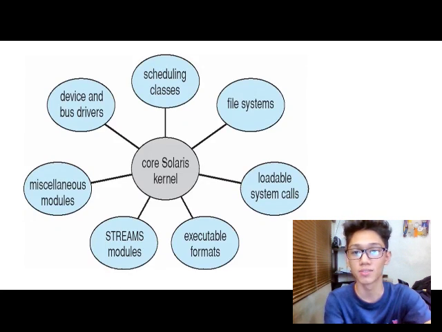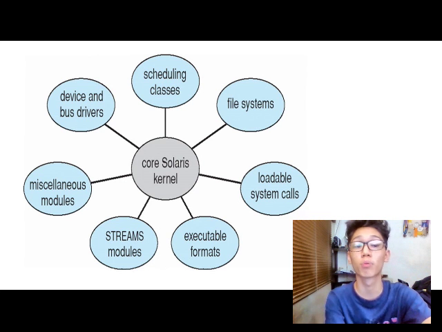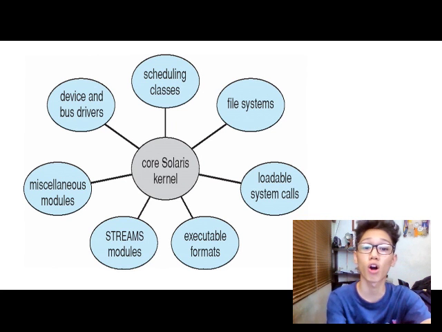Let's move on. As you can see, the core Solaris kernel is located at the center of the diagram. The kernel here is the core of the operating system, whose primary functions are to manage the hardware by allocating its resources among the programs running on it, and to supply a set of system services for those programs to use. This is basically the heart of the OS.